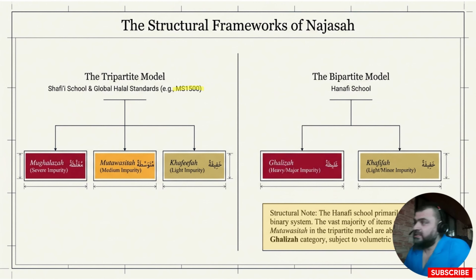Now, you would notice that the middle category is missing from the Hanafi classification. As a result, many of the things that Shafi'i fuqaha put in the middle category are transferred to the ghaliza category according to the Hanafi scholars. That is why when you read one book or another, sometimes you would find a little bit of difference of agreement regarding whether a type of najasa is mughallaza or ghaliza, or whether it belongs to mutawassita.